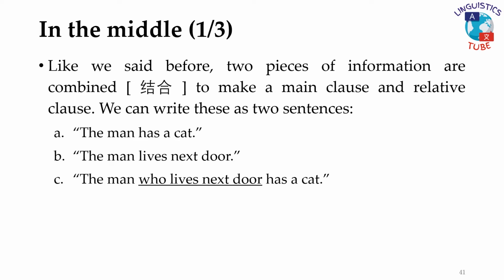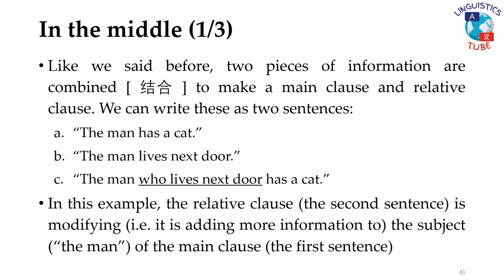To put them together into a sentence with a main clause and a relative clause, either the subject or the object of the second sentence becomes the relative pronoun in the relative clause. In this example, the subject undergoes this transformation. As we say, the man who lives next door has a cat.